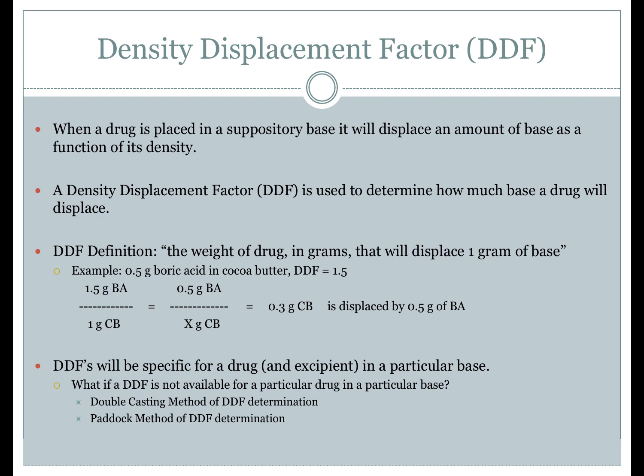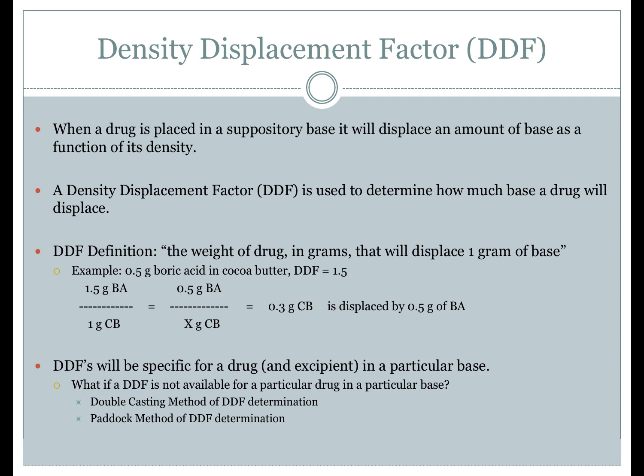If we were to perchance have a drug that had the same exact density as the suppository base, then the weight of powder would displace an equal weight of suppository base. However, if the density of the drug is greater than the base, the weight of drug powder will displace a proportionally smaller weight of base. Conversely, if the drug powder is less dense than the suppository base, then it will displace a larger weight of base. To account for differences in density between the active drug powder and the suppository base, we must determine a density displacement factor, abbreviated as DDF. The definition of a DDF is the weight of drug powder in grams that will displace exactly 1 gram of base.